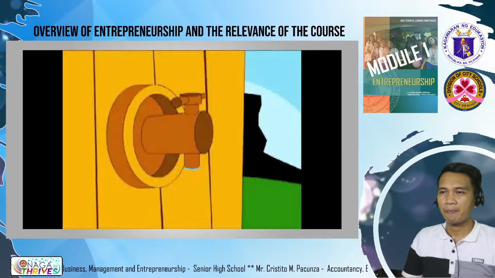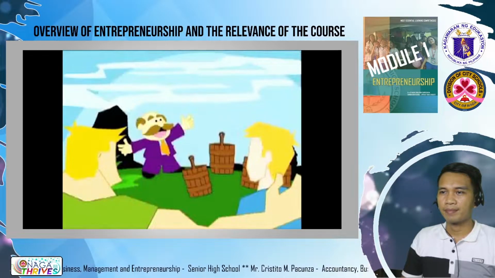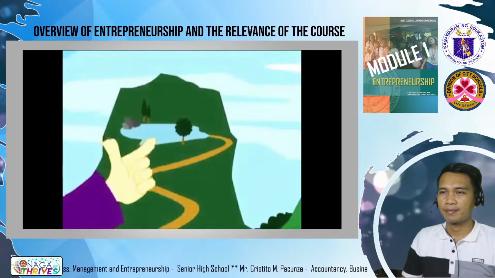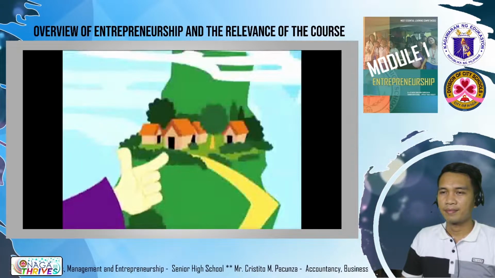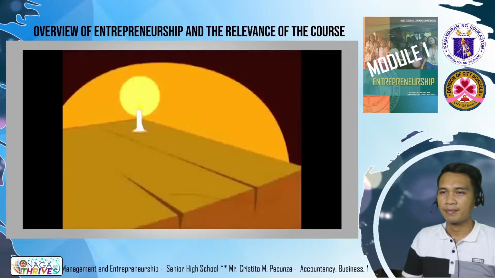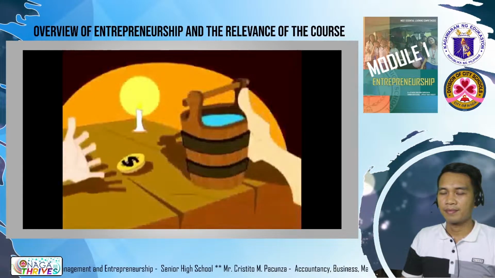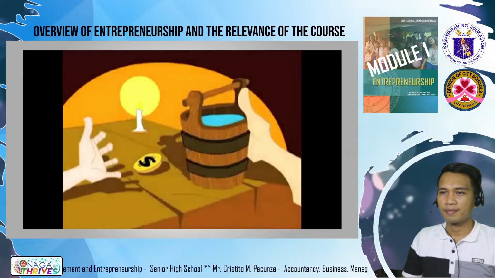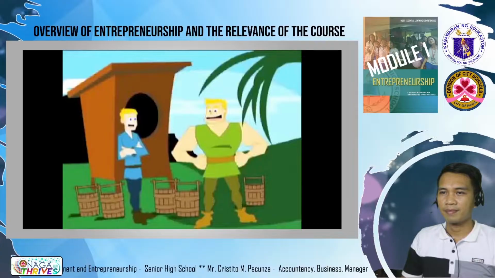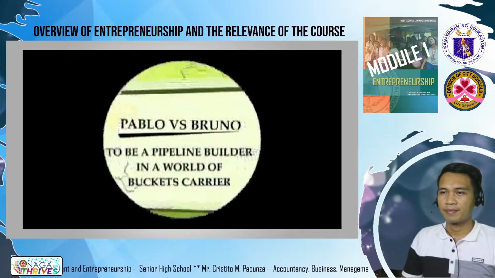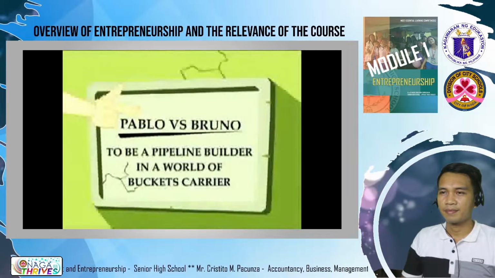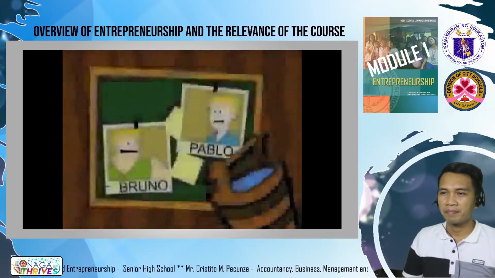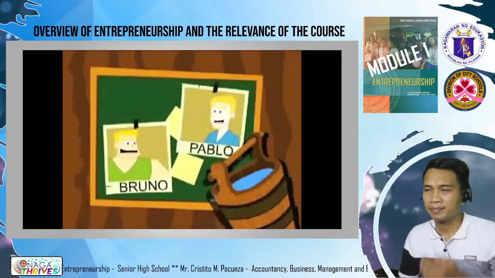The mayor of the village decided to hire two people to bring water from a spring up on the mountain, across the valley, back down to the village. They were to be paid based on the amount of water delivered to the village. Bruno and Pablo enthusiastically got to work. The story of Bruno and Pablo is a reflection of life. Their jobs symbolize what most people do to earn money.